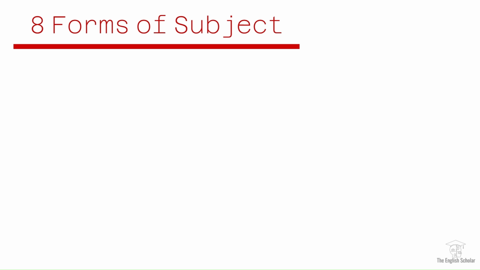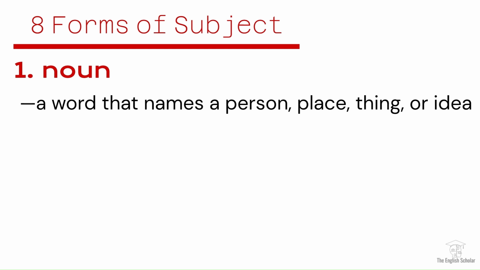The first form of subject is the noun. A noun is a word that represents a person, place, thing, or idea, and it can serve as the subject of a sentence. Everyone and everything around you has a name, and they can either be general or specific. Regardless, they are called nouns. Let's look at some examples.